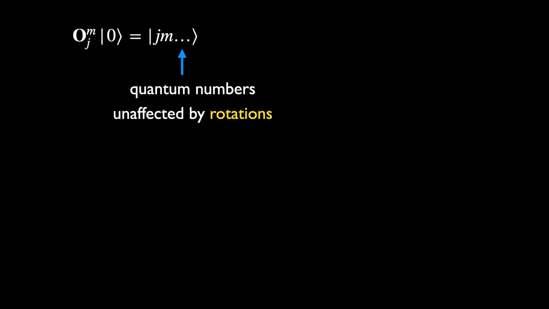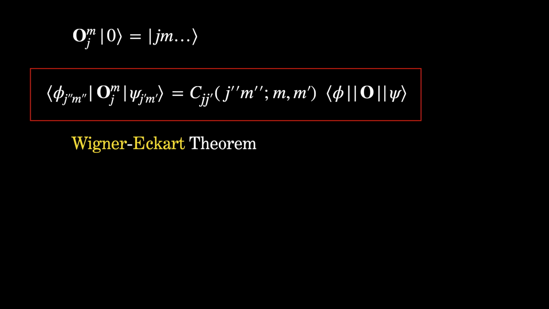It is important to note again that the numbers Jm merely capture the rotational properties of the operator O. This equation is actually very general and could contain many other quantum numbers that are invariant under rotations. Now we can finally take the last step to complete the proof of the Wigner-Eckart Theorem.